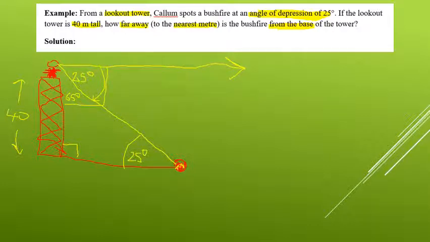Alright, and we're asked to find how far away the bushfire is from the base of the tower. So I'm going to call this X along here. I'm going to use this triangle and I'm going to use the 25 degrees. So 40 is opposite the angle and X is adjacent to the angle. The hypotenuse is sitting over here, but we don't have any length for that.